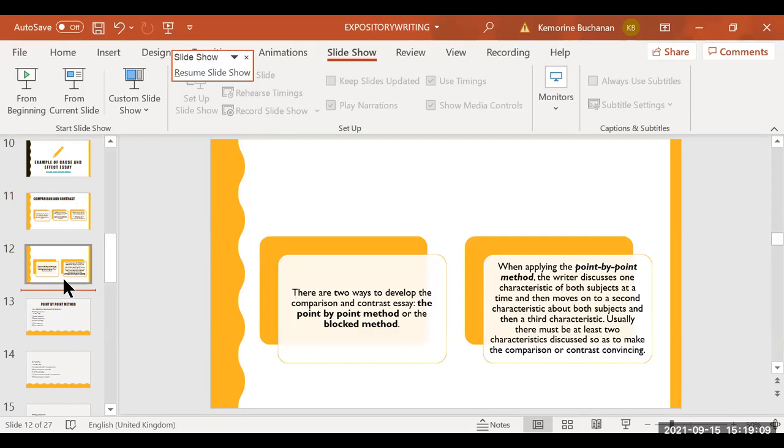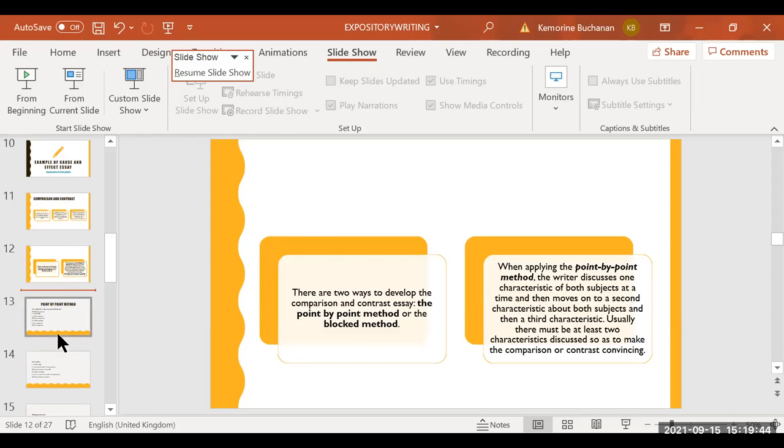There are two ways to develop the comparison and contrast essay. That is the point-by-point method or the blocked method. When applying the point-by-point method, the writer discusses one characteristic of both subjects at a time and then moves on to a second characteristic about both subjects and then a third characteristic. Usually, there must be at least two characteristics discussed so as to make the comparison and contrast convincing.